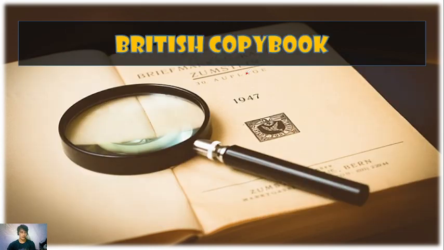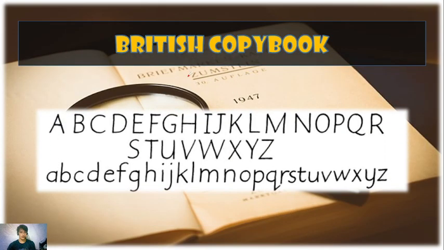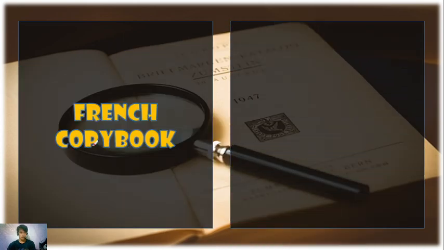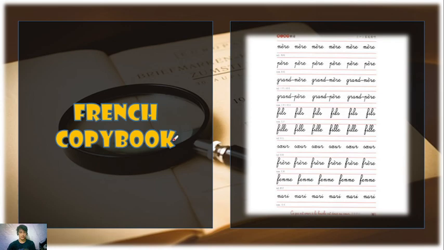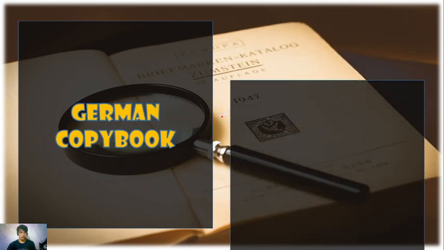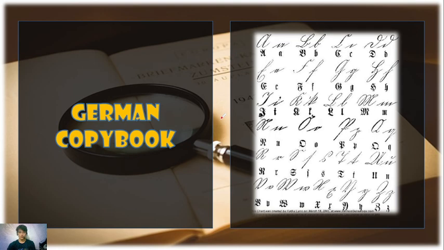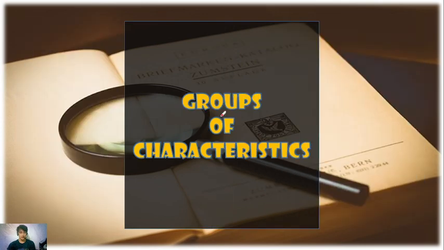And then for other ancient or earliest copybook forms, we have the British copybook, and then we have also the French copybook, one of the earliest copybook forms that was developed, and then we have also the German copybook form. Overall, those are the earliest copybook forms that were developed.